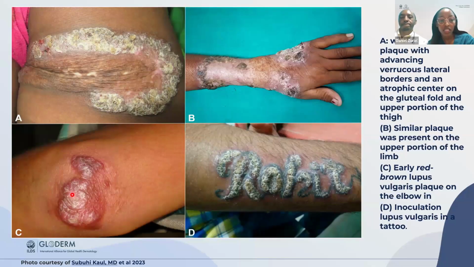But one of the major characteristics is that it's not a complete plaque as you see, say, in tinea capitis. You have one side of the plaque resolving while the other side progresses.